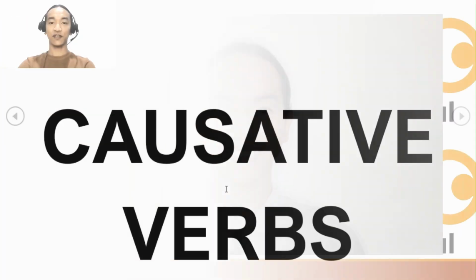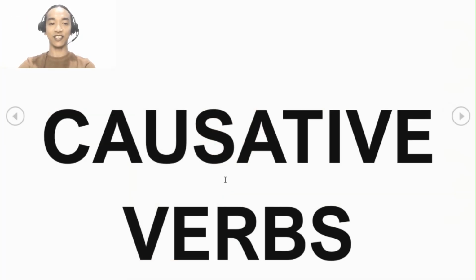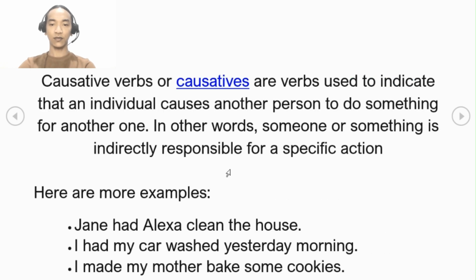Let's go. So first, let's define and understand what causative verbs are. Causative verbs or causatives are verbs used to indicate that an individual causes another person to do something for another one. So it means you influence another person to do something for you. In other words, someone or something is indirectly responsible for a specific action.